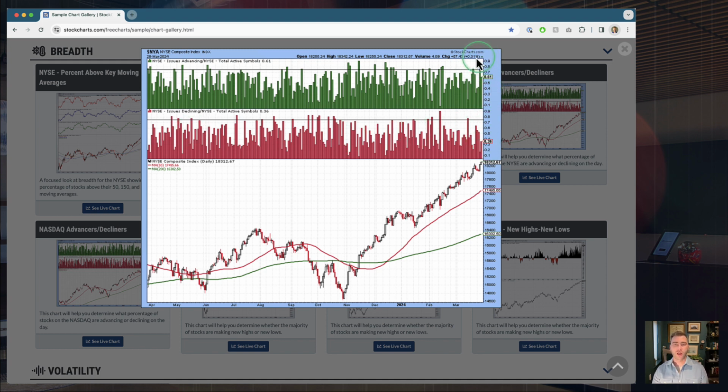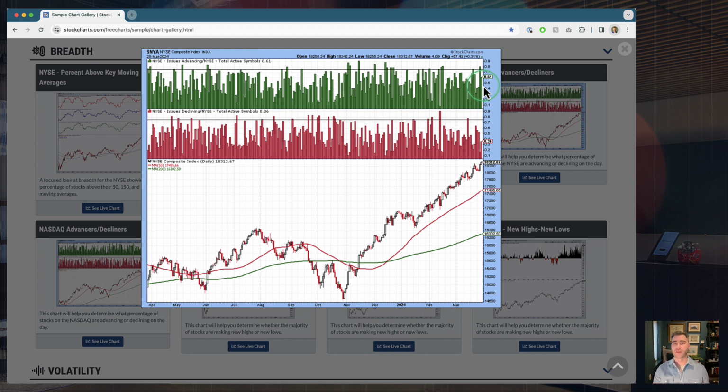So we can tell on any given day what the participation in that move is. If you see that the NYSE is up by a couple points, but we've got absolutely no stocks advancing, it's just a kind of a trickle, that tells you something about the participation in that move.